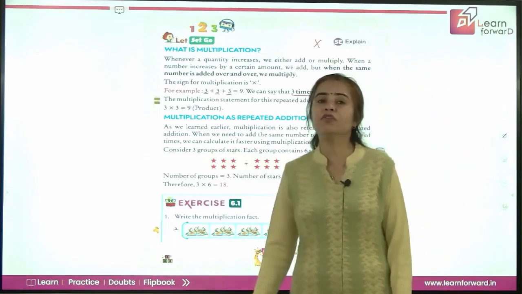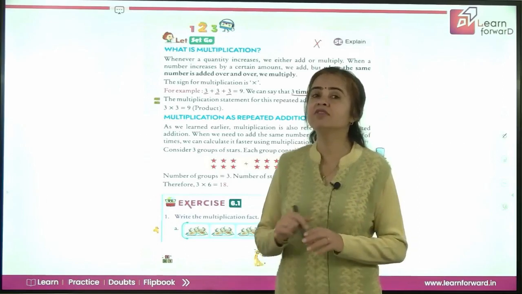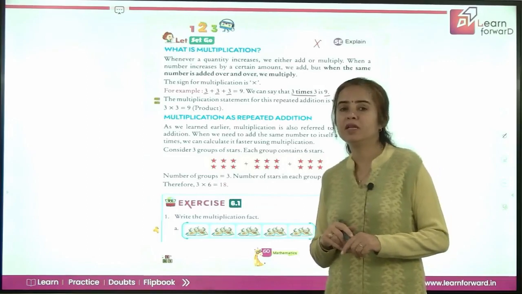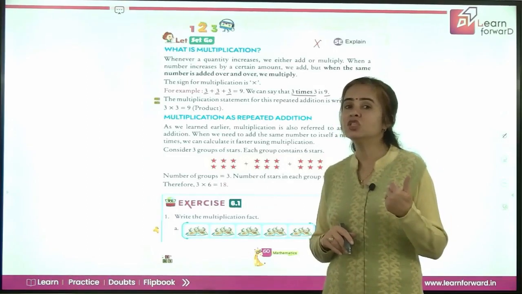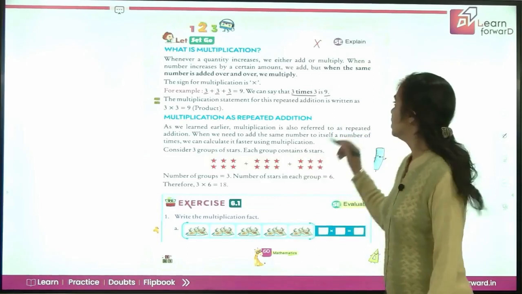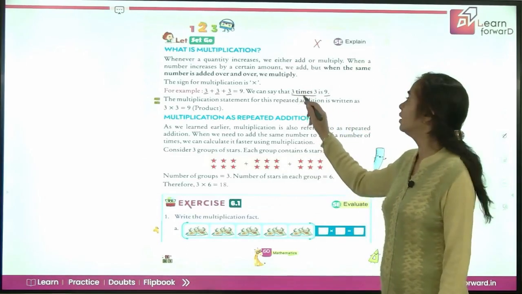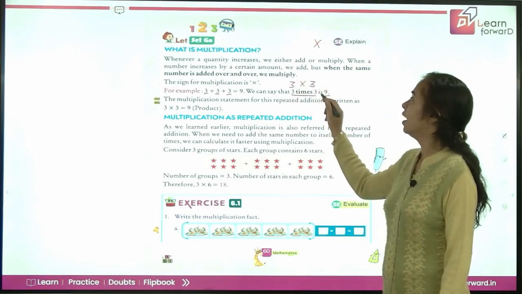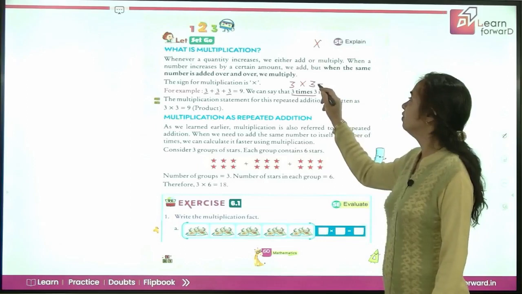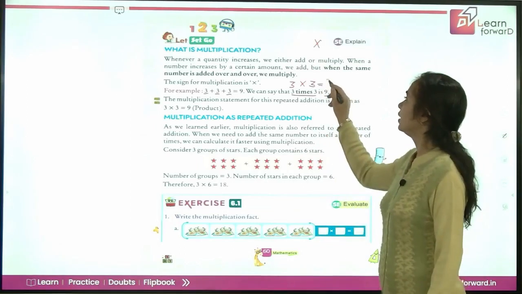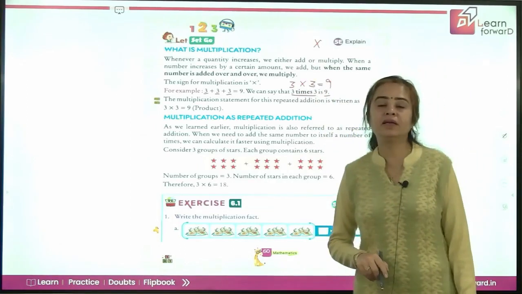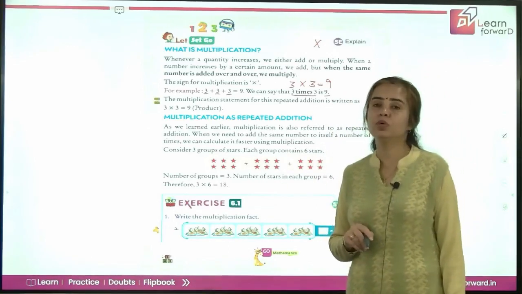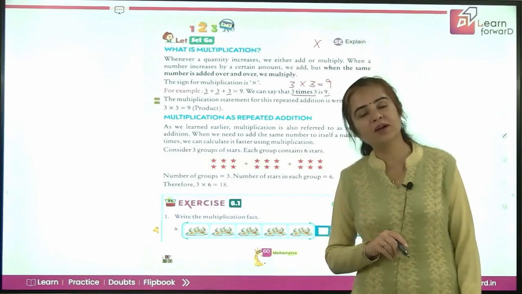Now, in terms of maths, how do you write it? Just like we have a symbol for addition and subtraction, now we know there is a symbol for multiplication also. Multiplication means times. Just replace the word times by the multiplication symbol. It is 3 times 3, and for is, we write is equal to 9. So, this is how you get your multiplication fact. And this answer here is called the product.